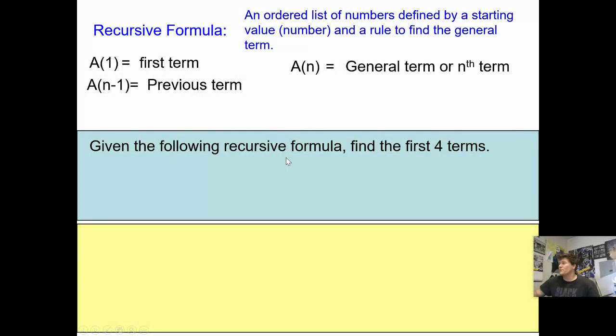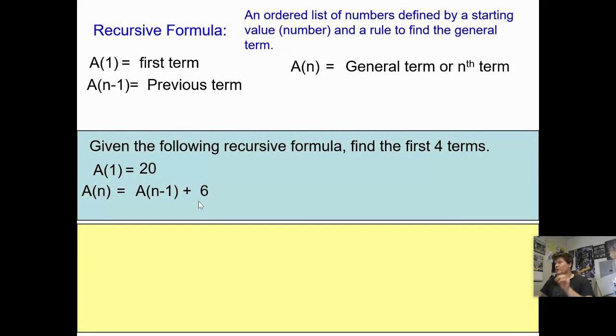So given this recursive formula, find the first 4 terms. If you have the first term is equal to 20, and then our rule is the previous term plus 6, find the first 4 terms. All recursive is telling you is what the first number of our list is, and then what to do to get to the next number. The way I like to think of it is that the explicit formula jumps you to any term you want, where recursive formula does it one step at a time. So it's like these are stairs, where the explicit formula is like an elevator. It'll just take you to wherever you want to go.